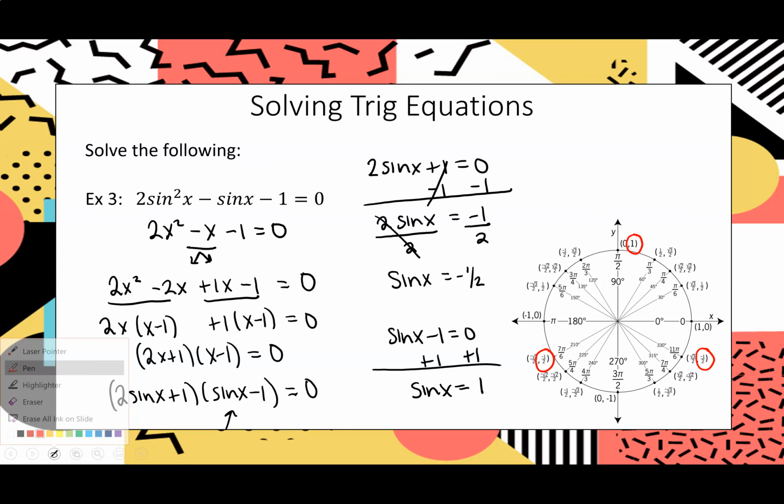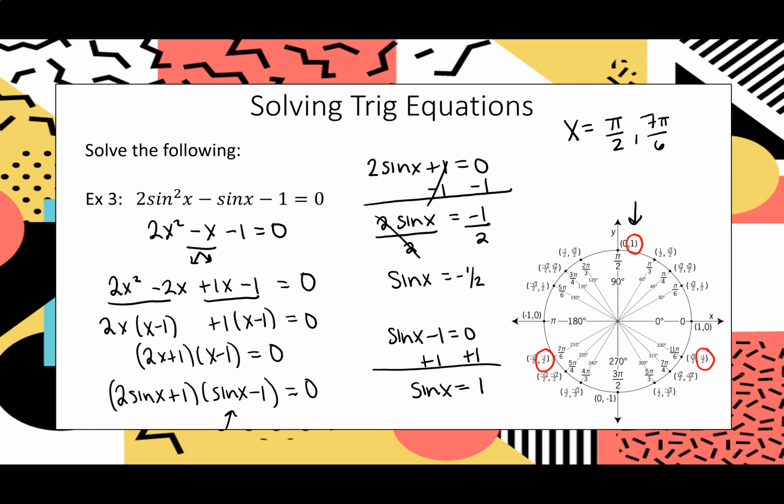So what are our answers? Well, we have to find the radians associated with those values that I circled. And we've got x equals pi over 2. That came from this one. And then I've got a 7 pi over 6. And that one came from this one. And lastly, of course, we've got our 11 pi over 6. And all of those are in the interval that we want. There we go. All right, moving forward.